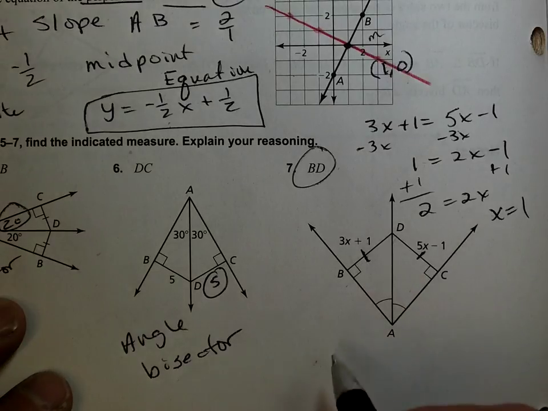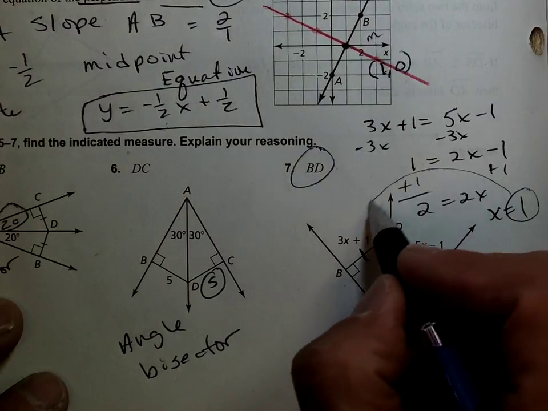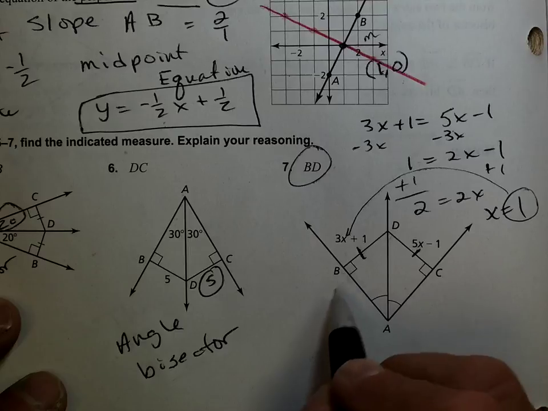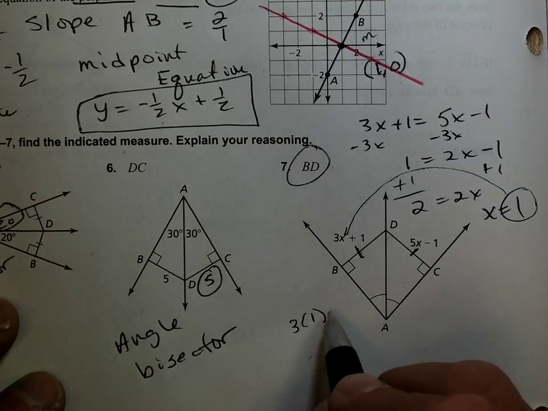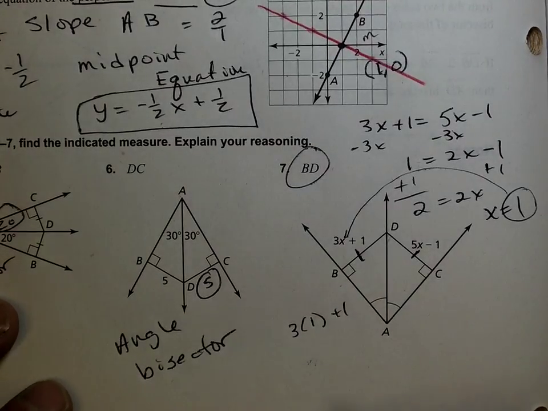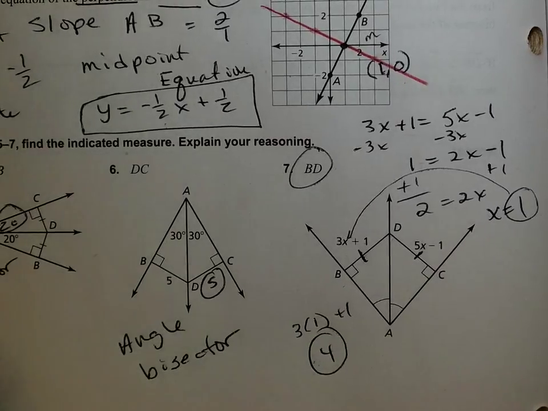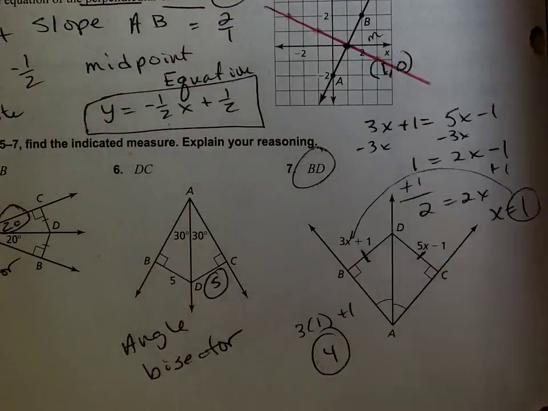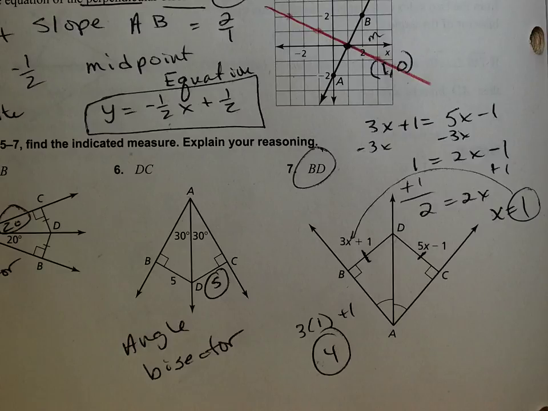So plug it in. Plug it into 3x plus 1. Yeah, plug it in right there. So I'll have a 3 times a 1 plus 1, which is 4. There we go. All right, let me stop recording.